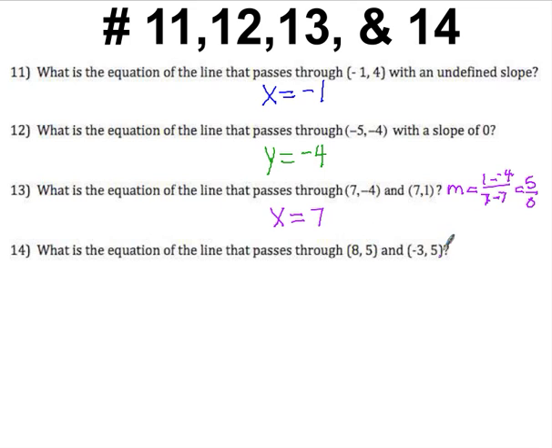So now when we look at the next one, what is the equation of the line that passes through this? I should notice that my y's are repeating. If I see that right away, I could say y equals 5 and be done. If I don't, when I do my slope formula here, I get 5 minus 5 over -3 minus 8. And we get 0 over -11. Well, in this case, 0 on top, I can have 0 -11s. So this is a 0 slope.